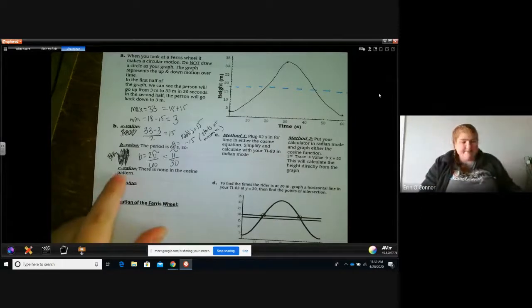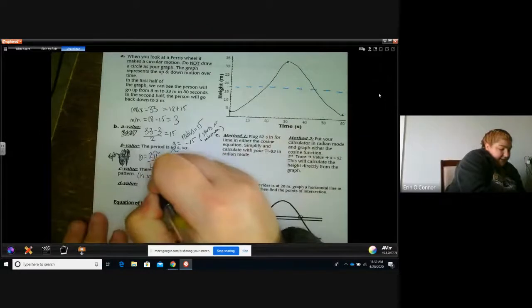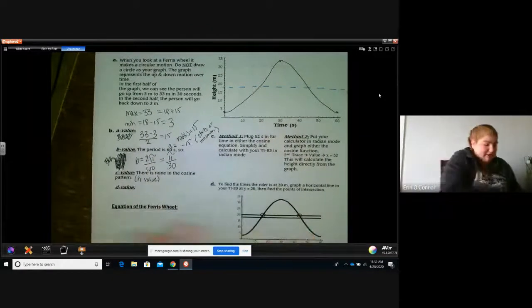Now the C value. The C value is also known as the H value. And there is none because we haven't had a translation left or right.